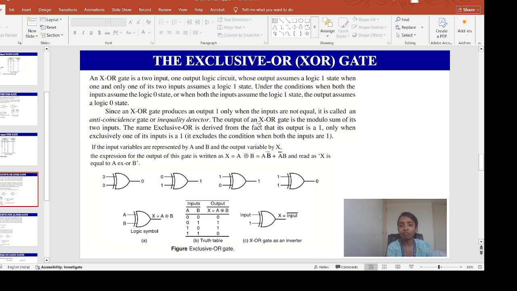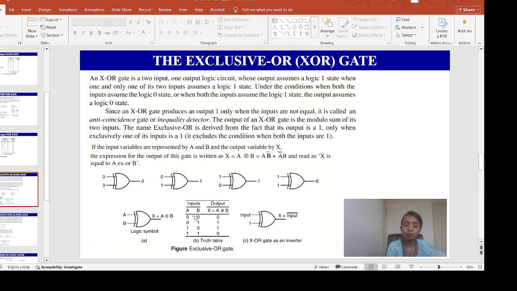The output of an XOR gate is the modulo sum of its 2 inputs. The name exclusive OR is derived from the fact that its output is a 1 only when exclusively one of its inputs is 1. It excludes the condition when both the inputs are 1. So how is it happening? This is the logic symbol of the XOR gate. So for a 2 input XOR gate, we can have 4 possible input combinations: 0 0, 0 1, 1 0, 1 1. So how will we find the output?